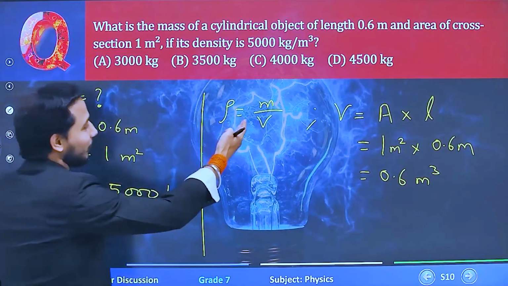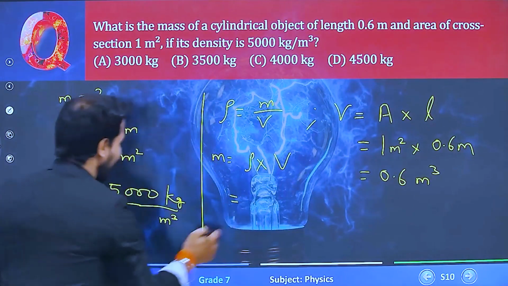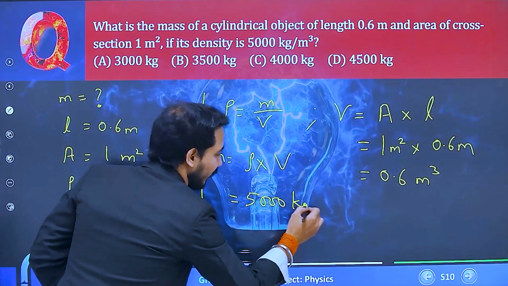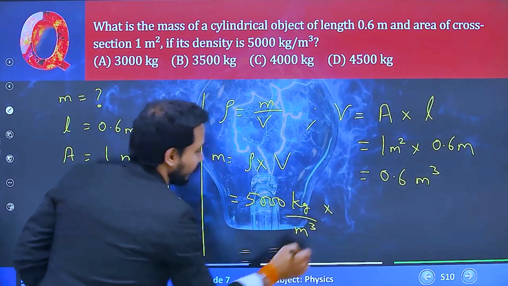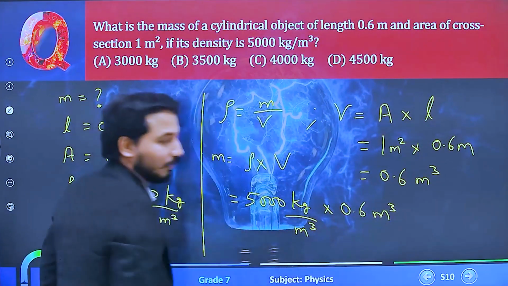We can easily calculate mass. So mass will be equal to density into volume. What is density? It is 5000 given in the question itself, kilogram per meter cube, into what is volume? Just now we have calculated 0.6 meter cube.